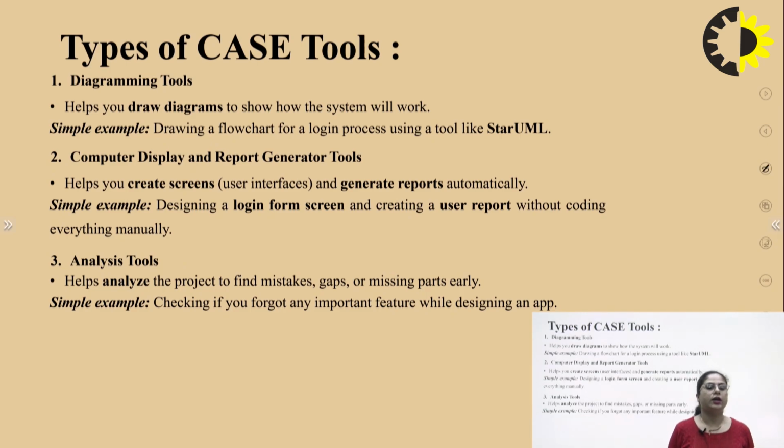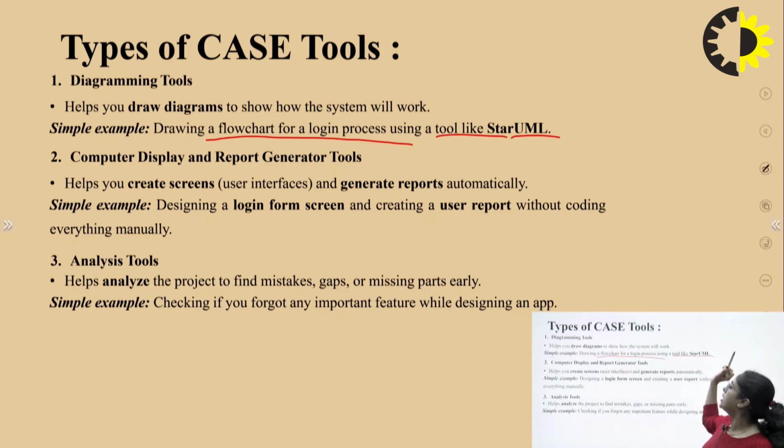Types of CASE tools: there are various types of CASE tools used. First is the diagramming tool. It helps you draw diagrams to show how the system will work. A simple example is drawing a flowchart for a login process using a tool like StarUML. With the help of StarUML, we draw various types of diagrams like use case diagrams, ER diagrams, and so on. So here StarUML is used for making diagrams.